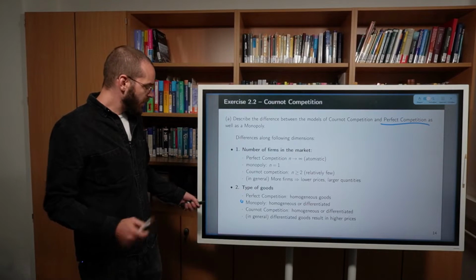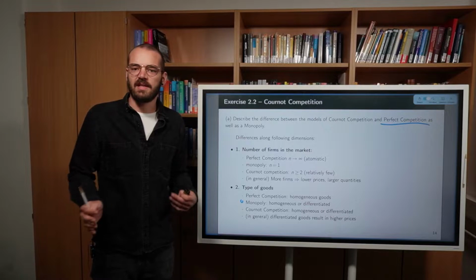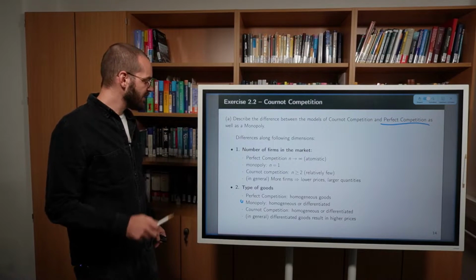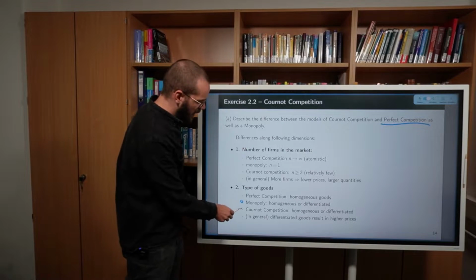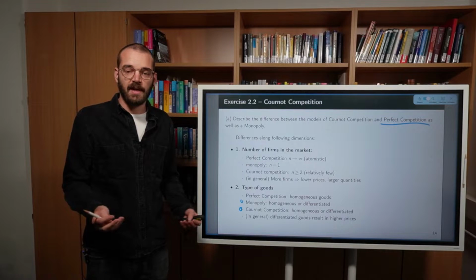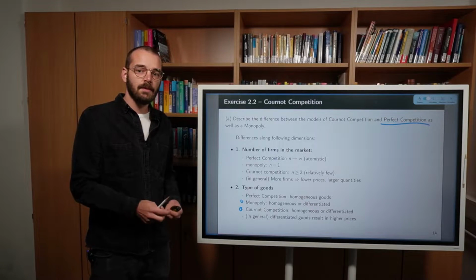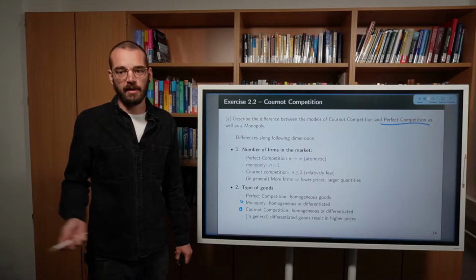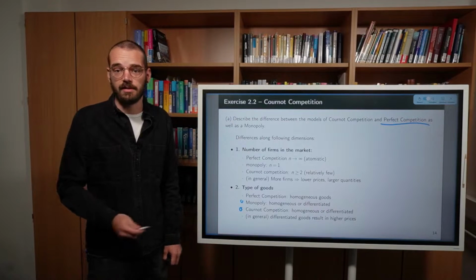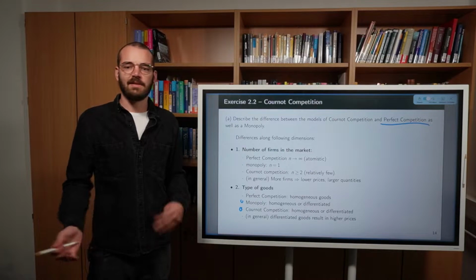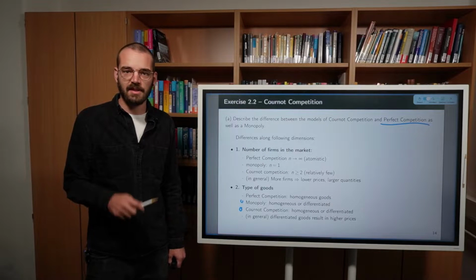So the monopoly, saying that we are looking at a monopoly, really does not tell us a whole lot about the kind of goods we are looking at. And the very same thing is true when it comes to Cournot competition. Similar to what we can do in the monopoly, we can model a Cournot competition for homogeneous goods as well as for heterogeneous goods or differentiated goods, right? So just by knowing that this is a Cournot competition does not tell anything about the kind of goods and how they relate to one another.